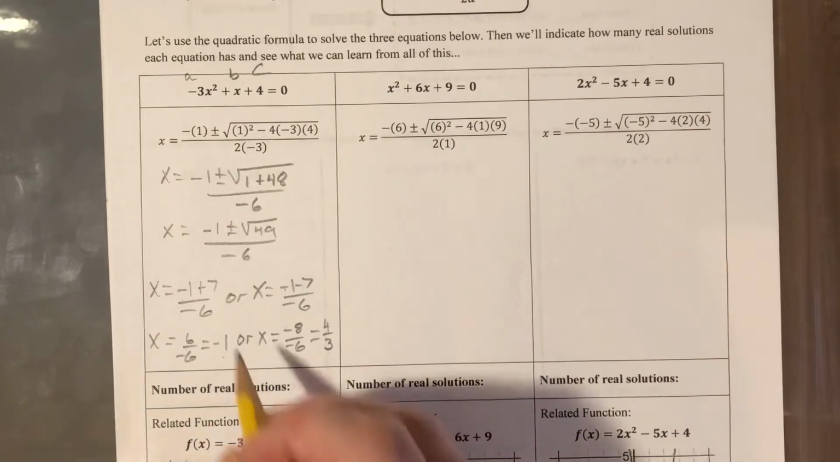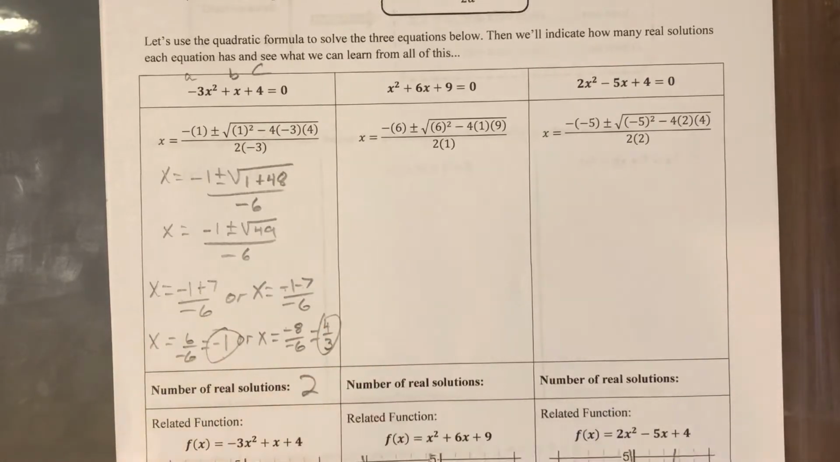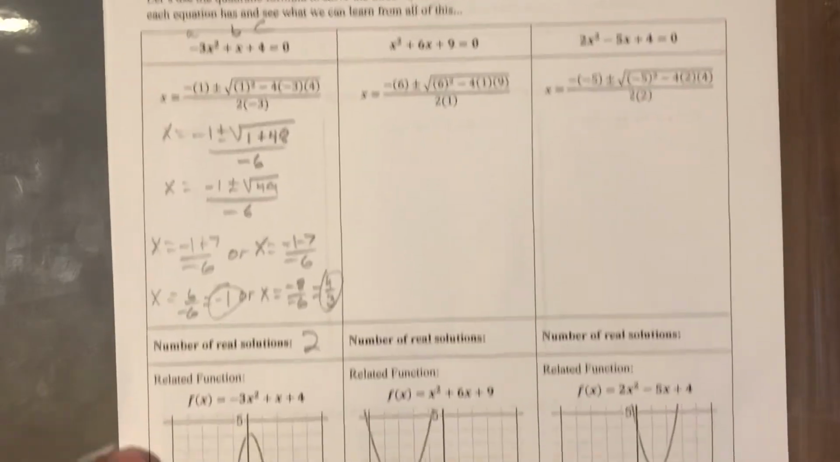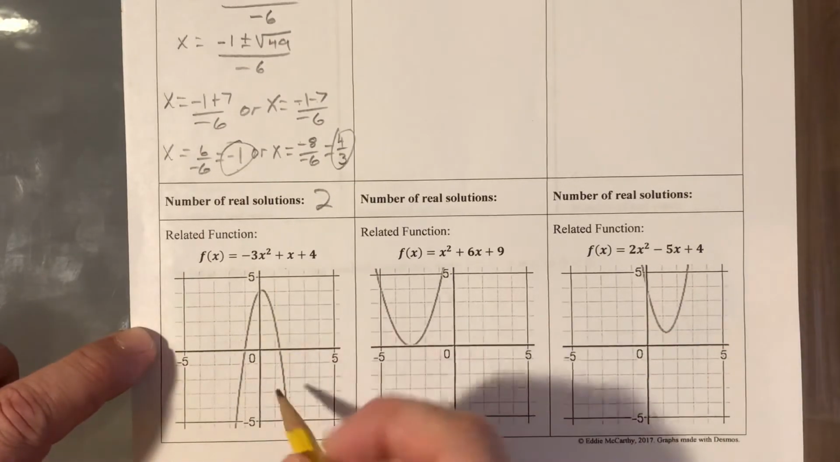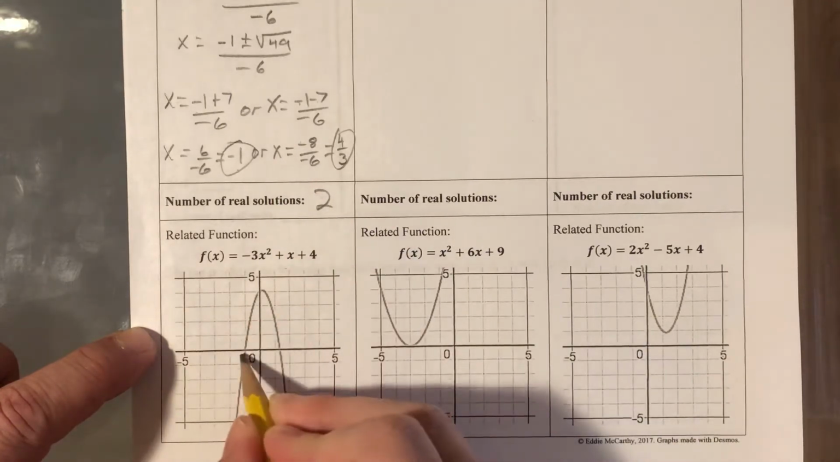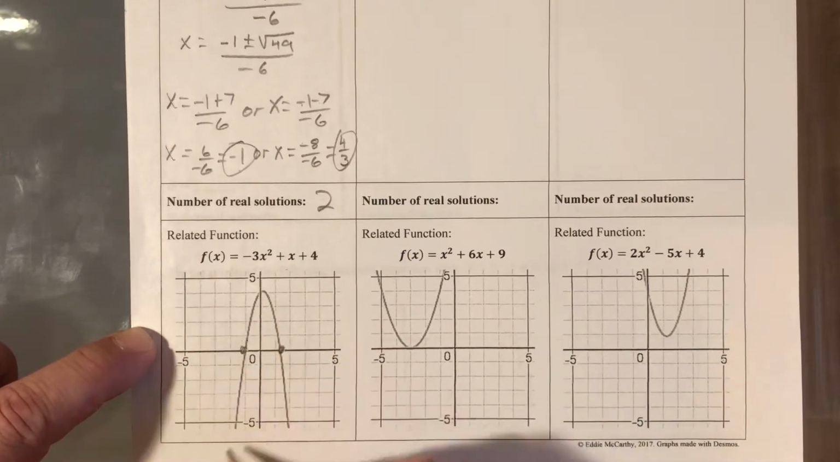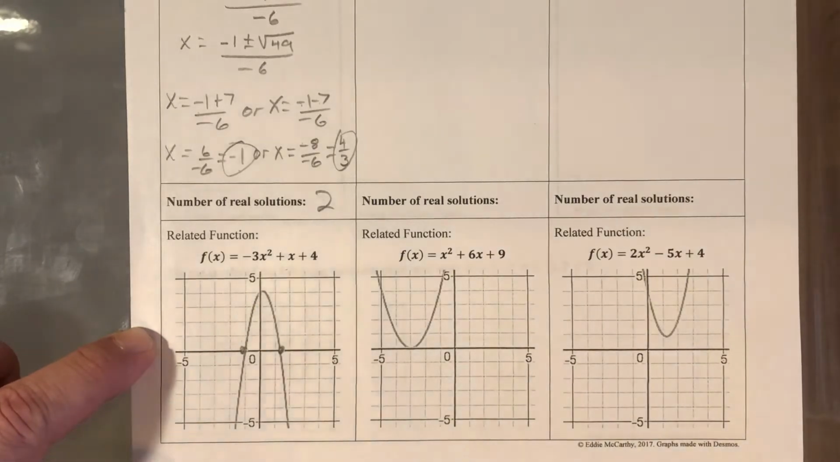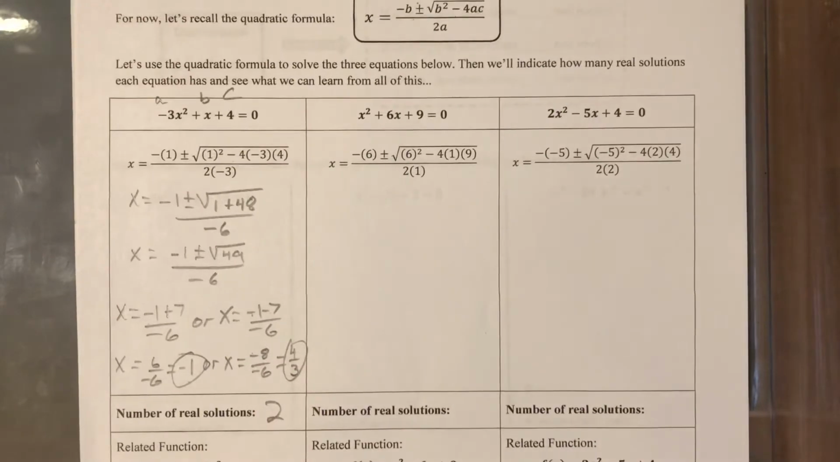Those are real numbers, negative 1, positive 4/3. That's 2 real solutions. And if I look at the graph, this is a graph of that function. Notice it crosses the x-axis at negative 1 and positive 4/3. Okay, guys? So that's what the graph looks like. So that one had 2 real solutions. Let's look at our next quadratic.